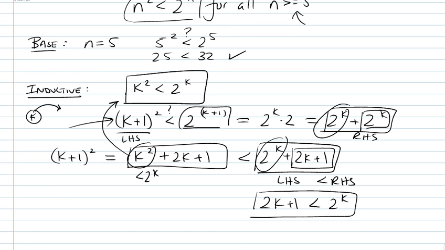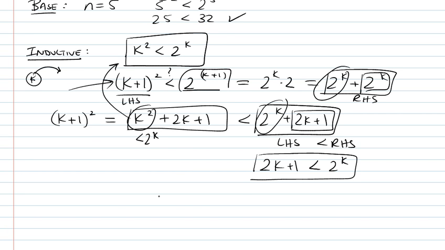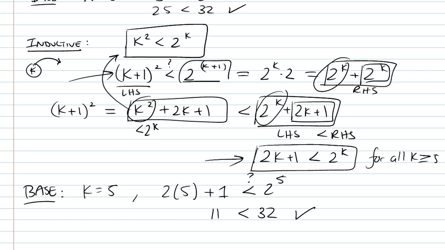Now, how are we going to go about proving this? Well, we're going to be using mathematical induction one more time. So we're going to have a base case, and we're trying to prove this for all k greater than or equal to 5. Our base case for this proof is going to be letting k equal 5, and we're going to say that 2 times 5 plus 1, is it actually less than 2 to the 5? This is 11 and this is 32, so this is correct.